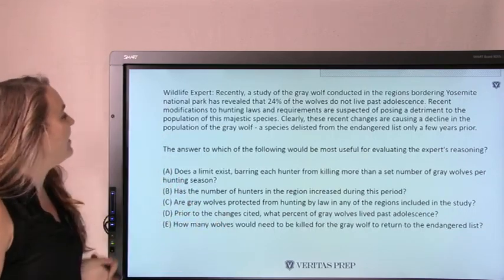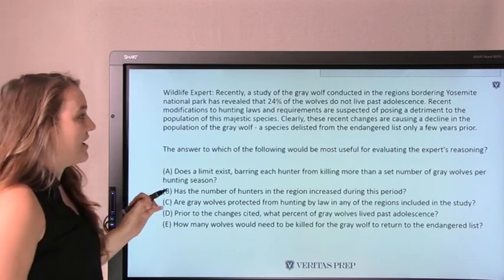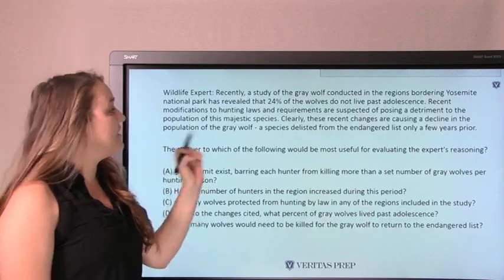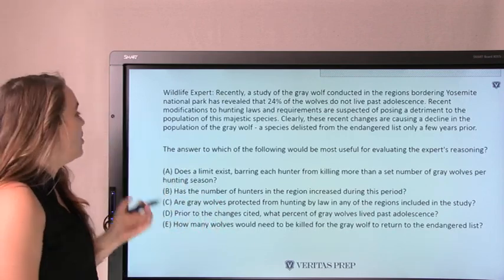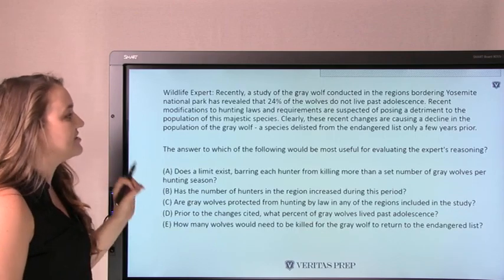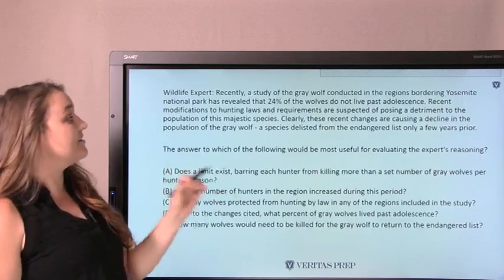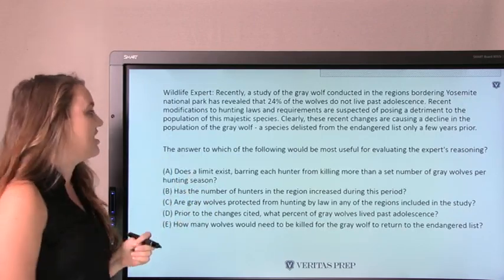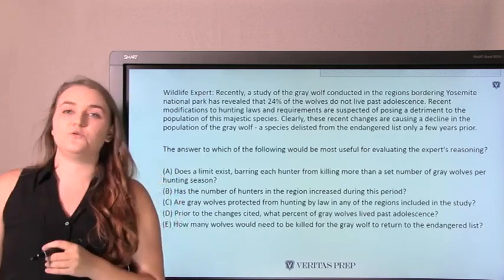So if our wildlife expert here is telling us that recently a study of the gray wolf conducted in the regions bordering Yosemite National Park has revealed that 24% of the wolves do not live past adolescence. Right? Recent modifications to hunting laws and requirements are suspected of posing a detriment to the population of these species. Clearly, these recent changes are causing a decline in the population of the gray wolf, a species delisted from the endangered list only a few years prior.